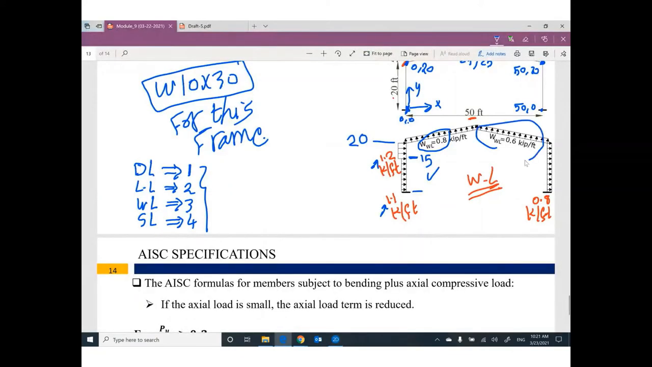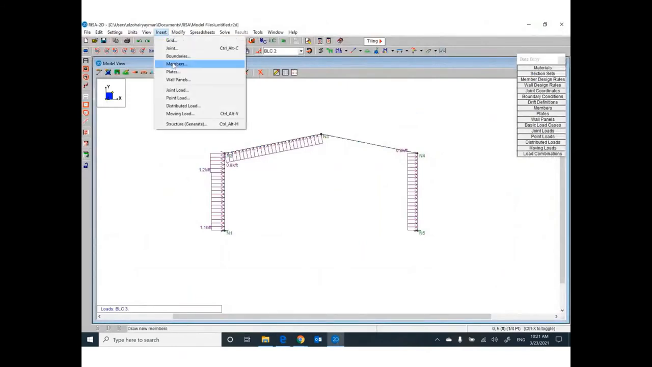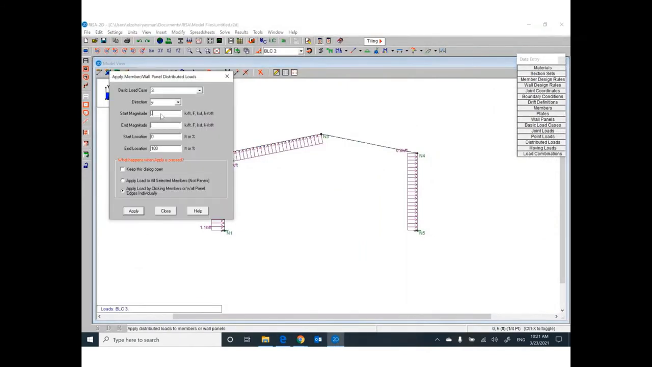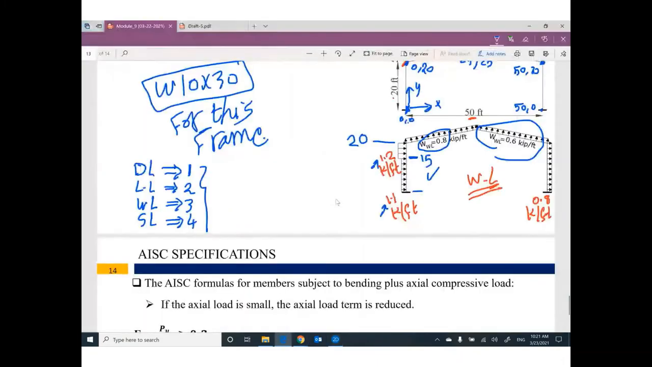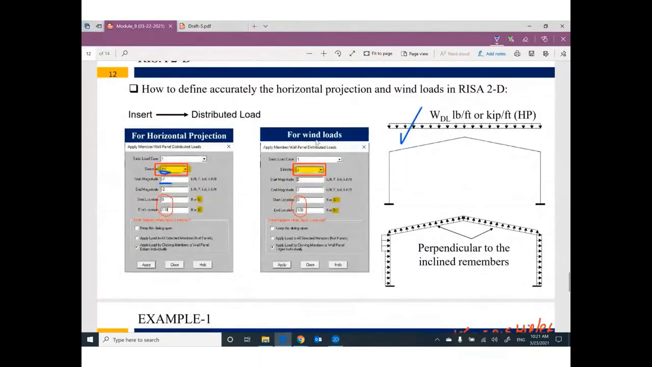The next one is 0.6. Insert distributed load, 0.6. Apply. There you go. So put in your notes: for wind load on the inclined member, for this member or this member, please choose small y for direction. For horizontal projection, this one, dead load, live load, and snow load, please go ahead and select projected y.